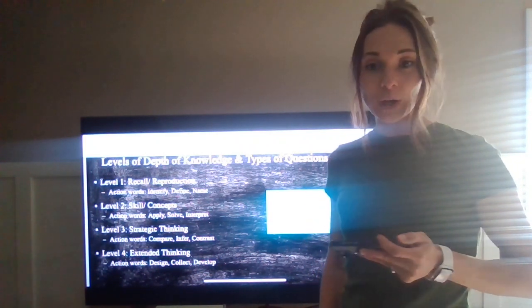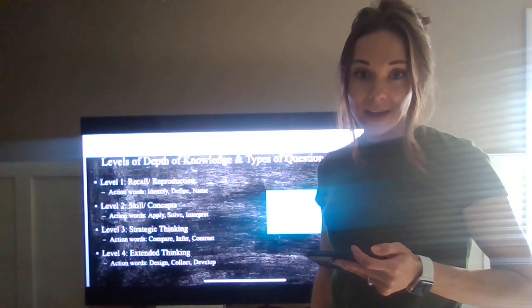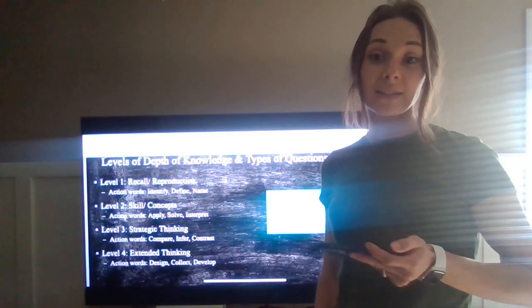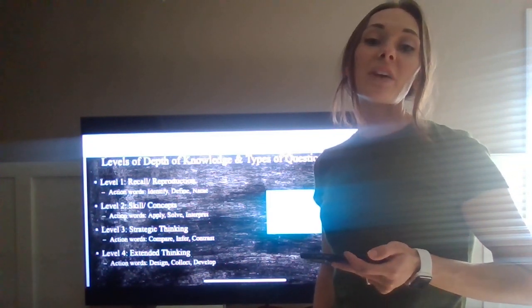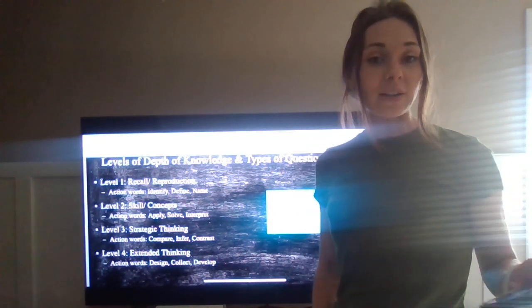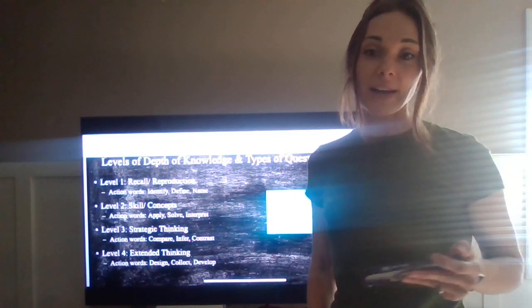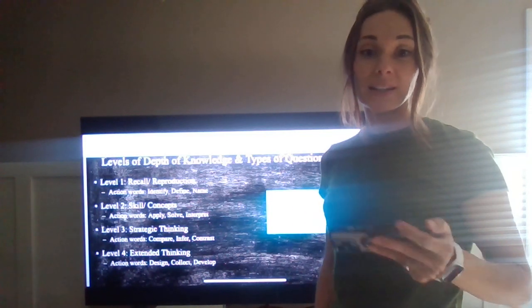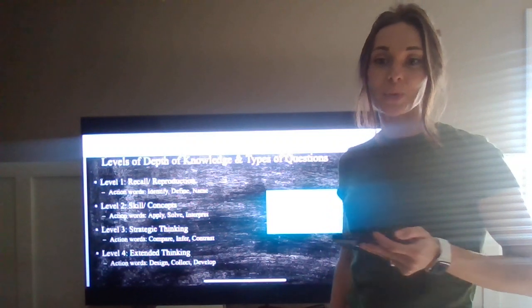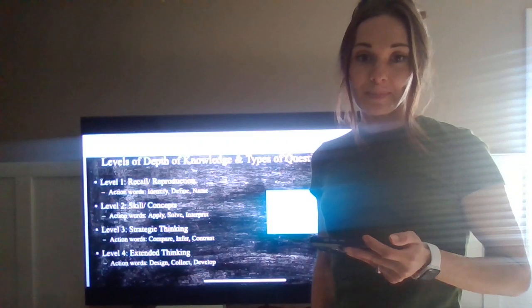Finally, level 4, which is extended thinking, is the highest level in which students engage in complex cognitive thought. The Wisconsin Department of Education again states that level 4 processing is usually over an extended period of time involving several variables in which the work is very complex, requiring a high level of cognitive demand, integrating information from multiple content areas. Some action words that identify level 4 include design, collect, and develop.